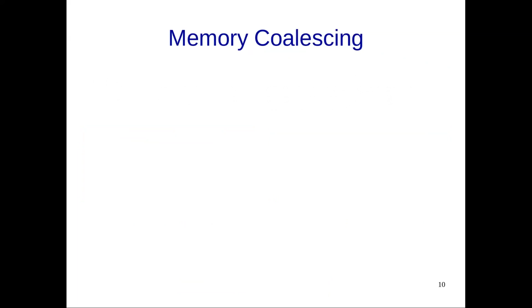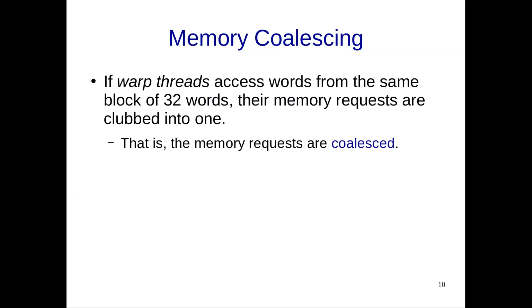So the locality is because of a phenomenon on the GPU which is called memory coalescing. So what is memory coalescing? Let's read this first and then we'll try to understand. If warp threads access the words from the same block of 32 words, their memory requests are going to get clubbed into one.